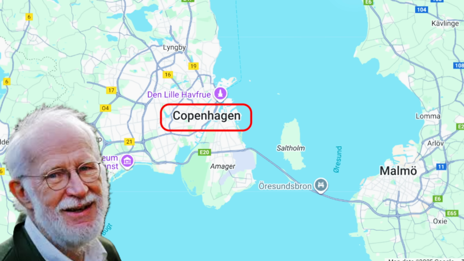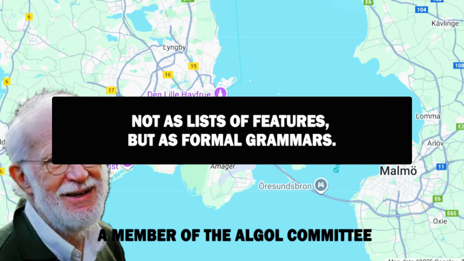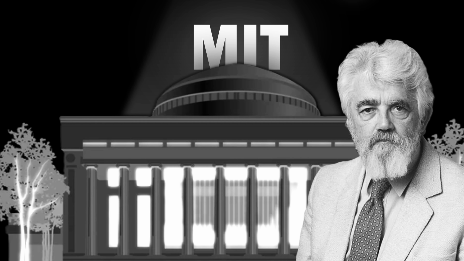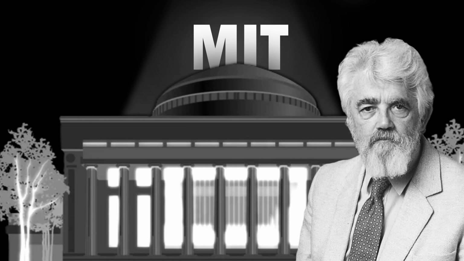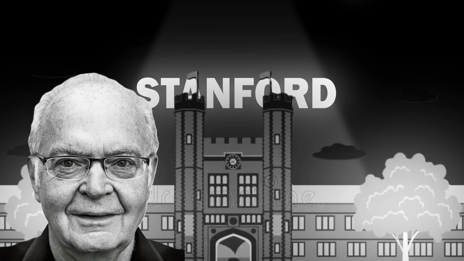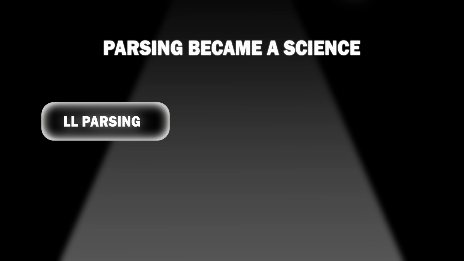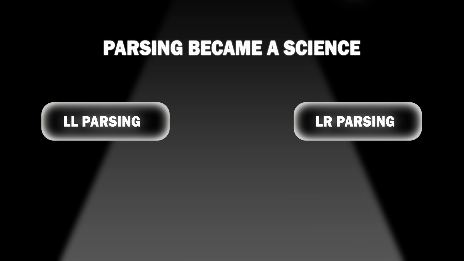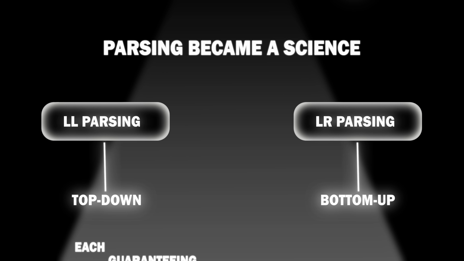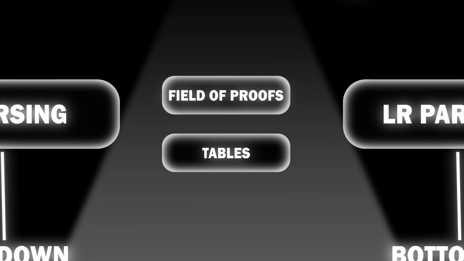In Copenhagen, Peter Naur, a member of the Algol committee, began describing programming languages not as lists of features, but as formal grammars. At MIT, John McCarthy treated them as symbolic systems, governed by logic. No longer ad hoc or intuitive, but structured, rule-driven, and provable. Across the 1970s, this mindset spread. At Stanford, Donald Knuth turned compiler construction into a textbook discipline, transforming tricks of the trade into formal algorithms. Parsing became a science. Techniques like LL parsing and LR parsing emerged, systematic methods for reading code from top down or bottom up, each guaranteeing deterministic understanding. What had once been handcrafted intuition was now a field of proofs, tables, and automata.